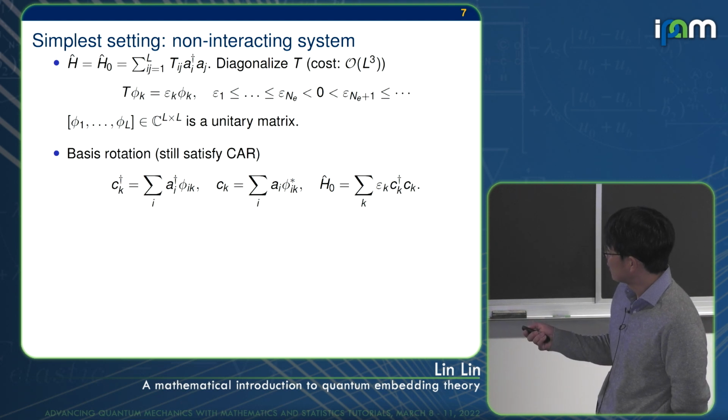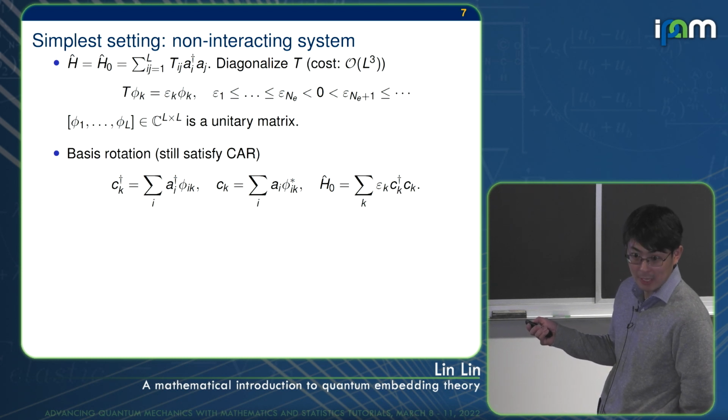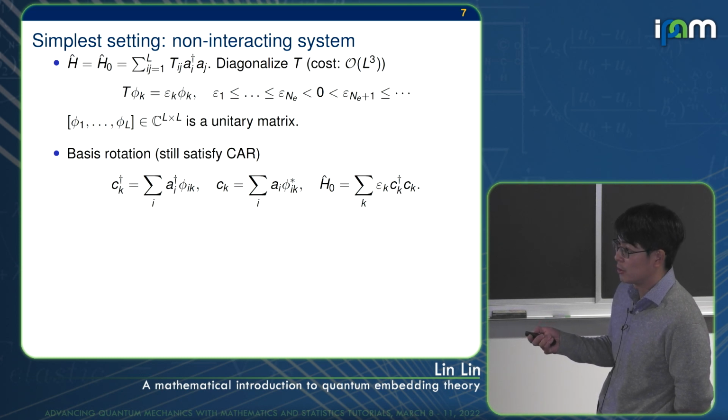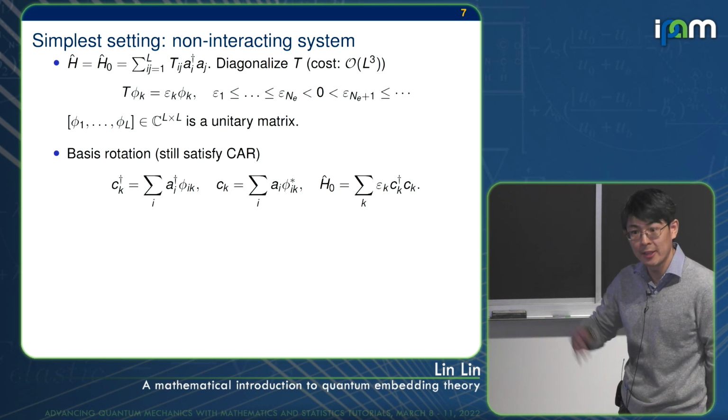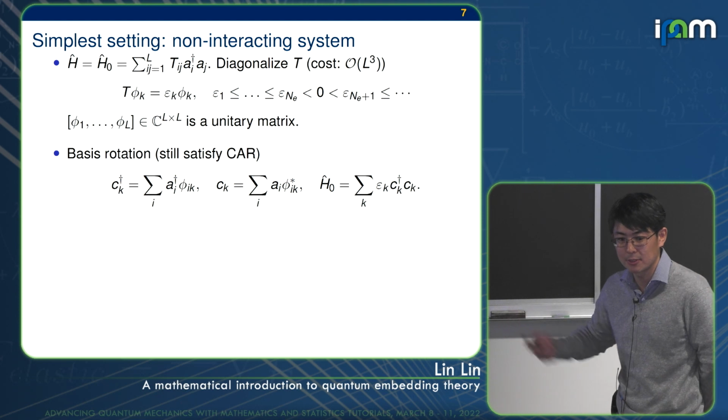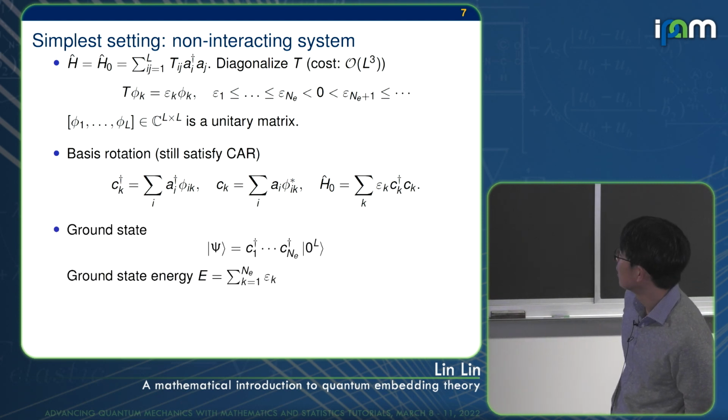You will find that this H naught is written as just epsilon_k times some number operator, but with respect to the k. And these C_ks are still legitimate creation and annihilation operators. You can prove that they satisfy the canonical anti-commutation relation. It's not that obvious. You cannot do this on the fly, but I just say this is true.